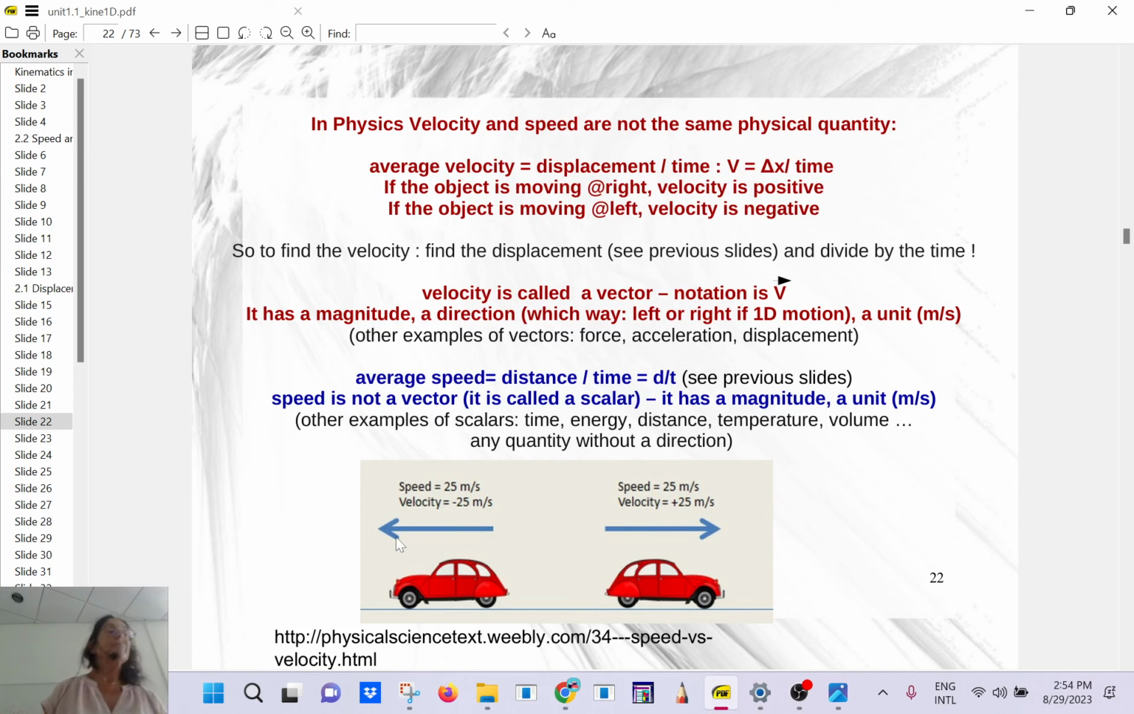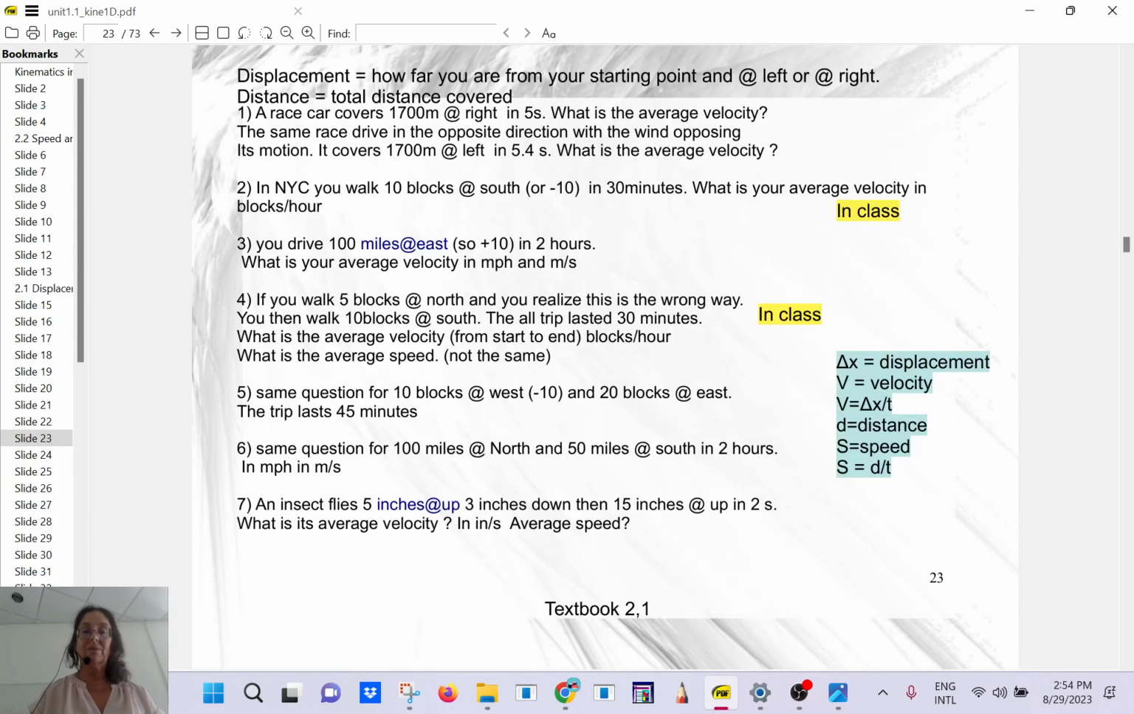Is that clear? So average speed is going to be the distance divided by the time, like in real life. But the average velocity is going to be the displacement divided by the time. It's weird because in physics, if it comes back to the same place, the displacement is zero. So then the average velocity will be zero, which makes totally no sense. But that's the terminology. That's how it goes.